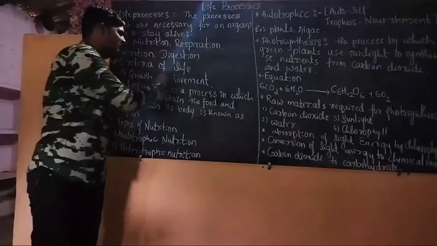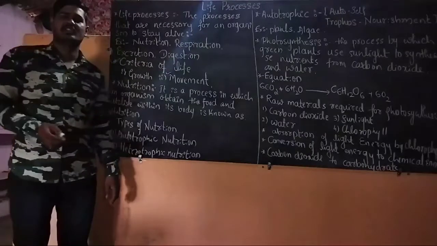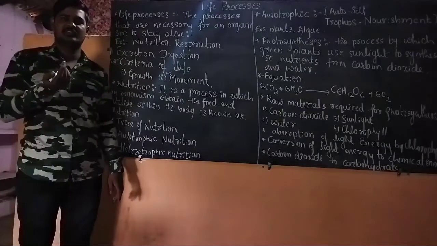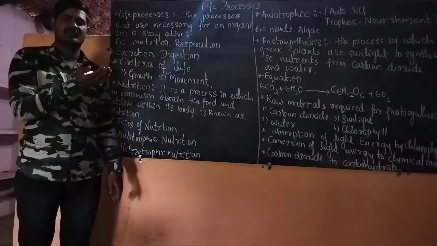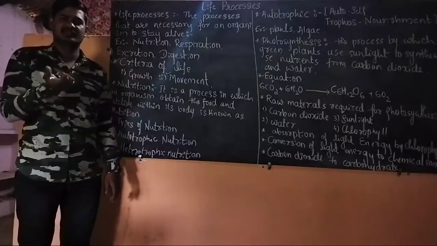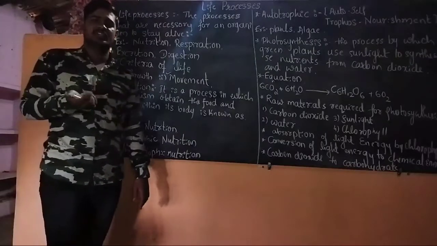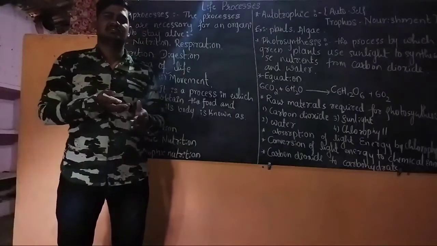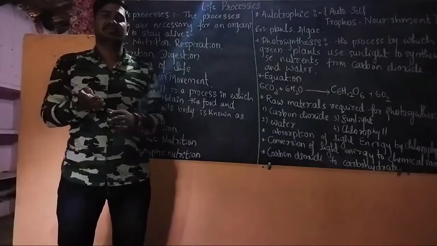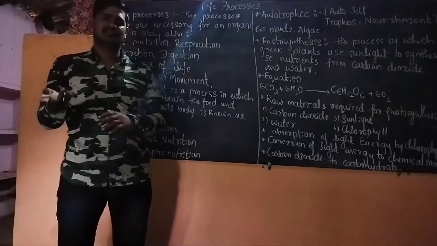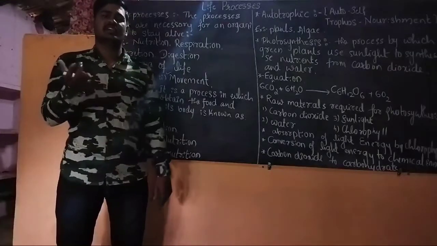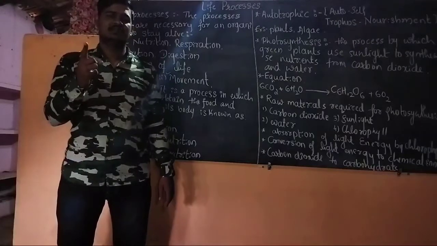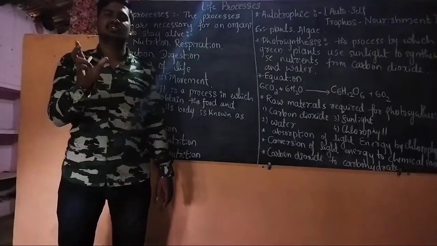And one more criterion is movement. Living organisms show some kind of movement. We human beings go from one place to another for food, for shelter, for a mate. Animals such as dog, cat, rat also move from one place to another for their survival, for food and for other purposes. But plants do not show movement.